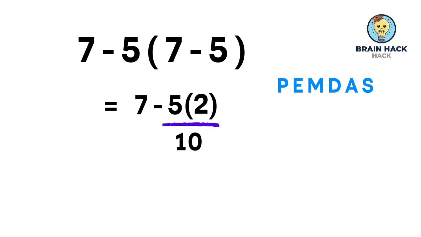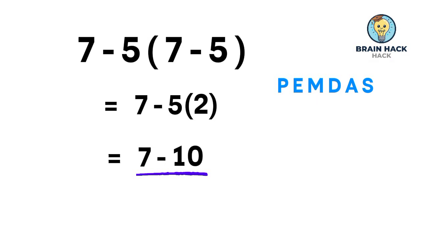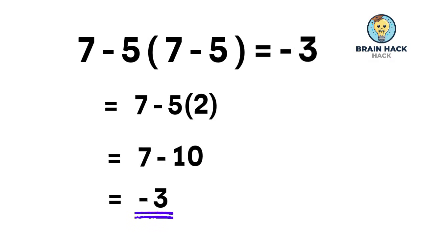5 times 2 equals 10. So now the expression becomes 7 minus 10. And 7 minus 10 gives us negative 3. So the correct final answer is negative 3.